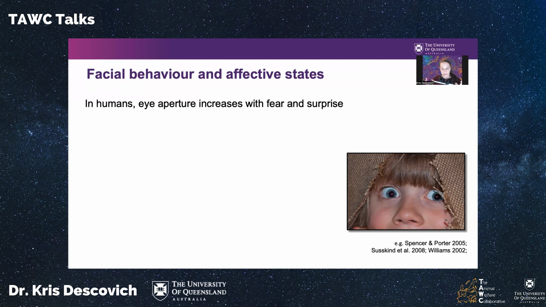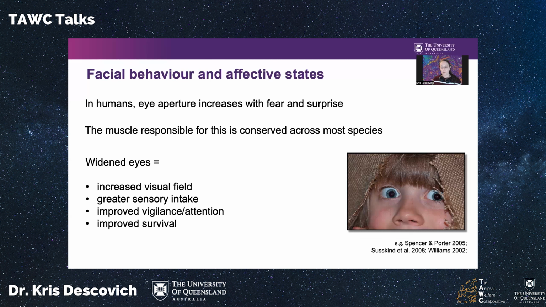Now, in humans, eyes widen with emotions such as fear and surprise. And the muscle that's responsible for this is widely conserved across many, many species: dogs, monkeys, cows, horses. So if you're working in facial expressions in many species, you will come across this behavior.